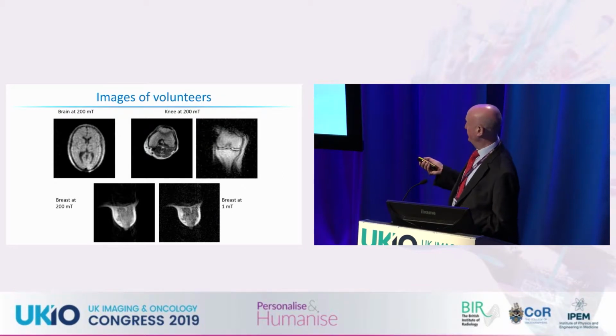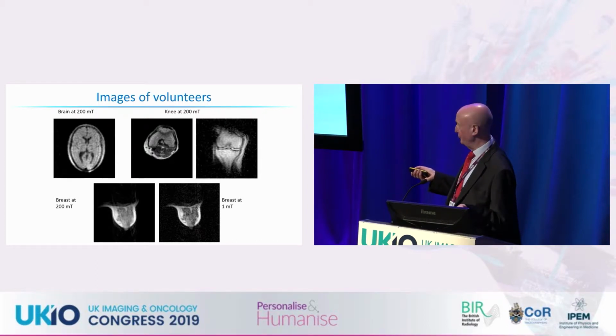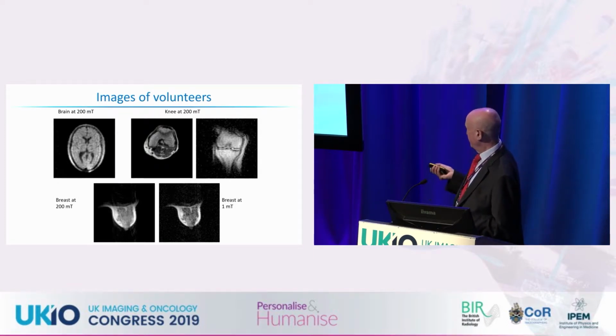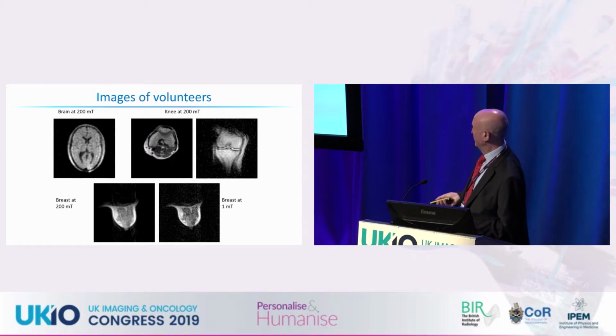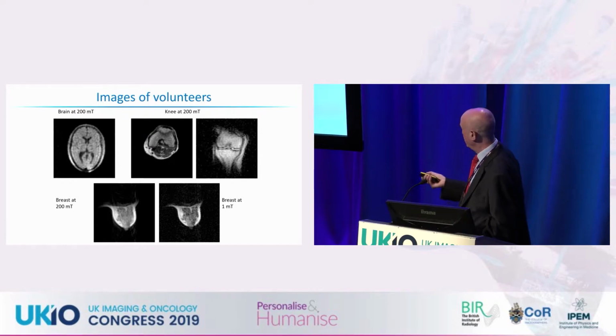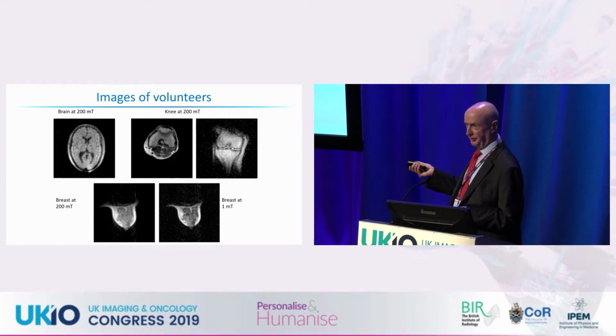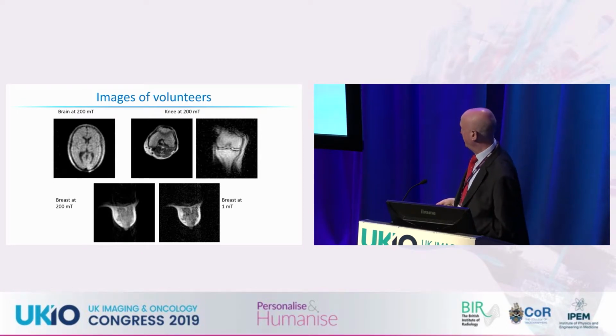These are images of volunteers, so there's a brain at its full field. There are knee scans and breast scans, one at 200 millitesla, 0.2 Tesla, and one at 0.001 Tesla evolution field. And despite the amazingly low field of this scan, you can see the image quality is actually not that bad. Not as good as 3 Tesla, of course, but you wouldn't expect that. But nevertheless, you can see all the structures quite well. And you can see that the image looks different at 1 millitesla compared to 200 millitesla, because T1s and the T1 distributions are different at the ultra-low field.